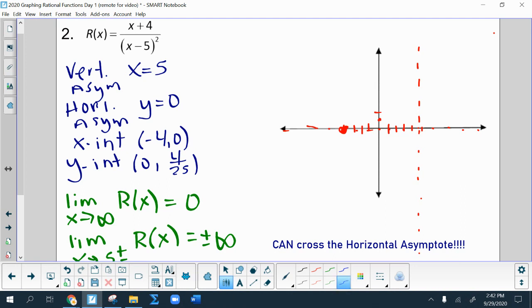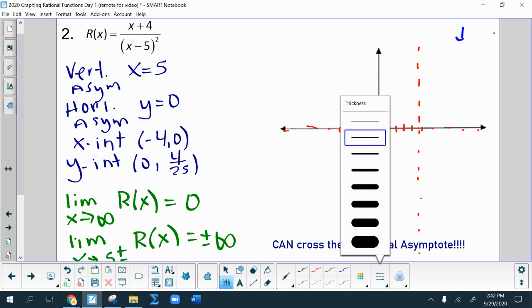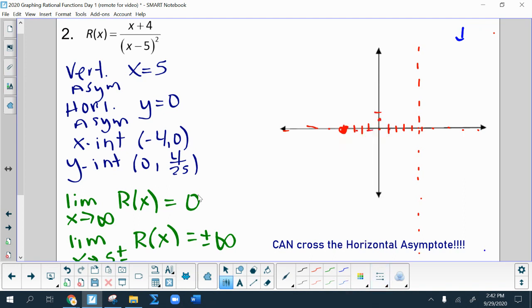So let's test something over here, like anything that's bigger than 5. So like 6. Okay, so you're going to put 6 in for x into your rational function. When you put 6 in, all you care about is if it's positive or negative. So it's positive, okay? So that means in the region to the right of 5, you have to be approaching positive infinity on this side and then hug close to the horizontal asymptote as you go towards infinity.